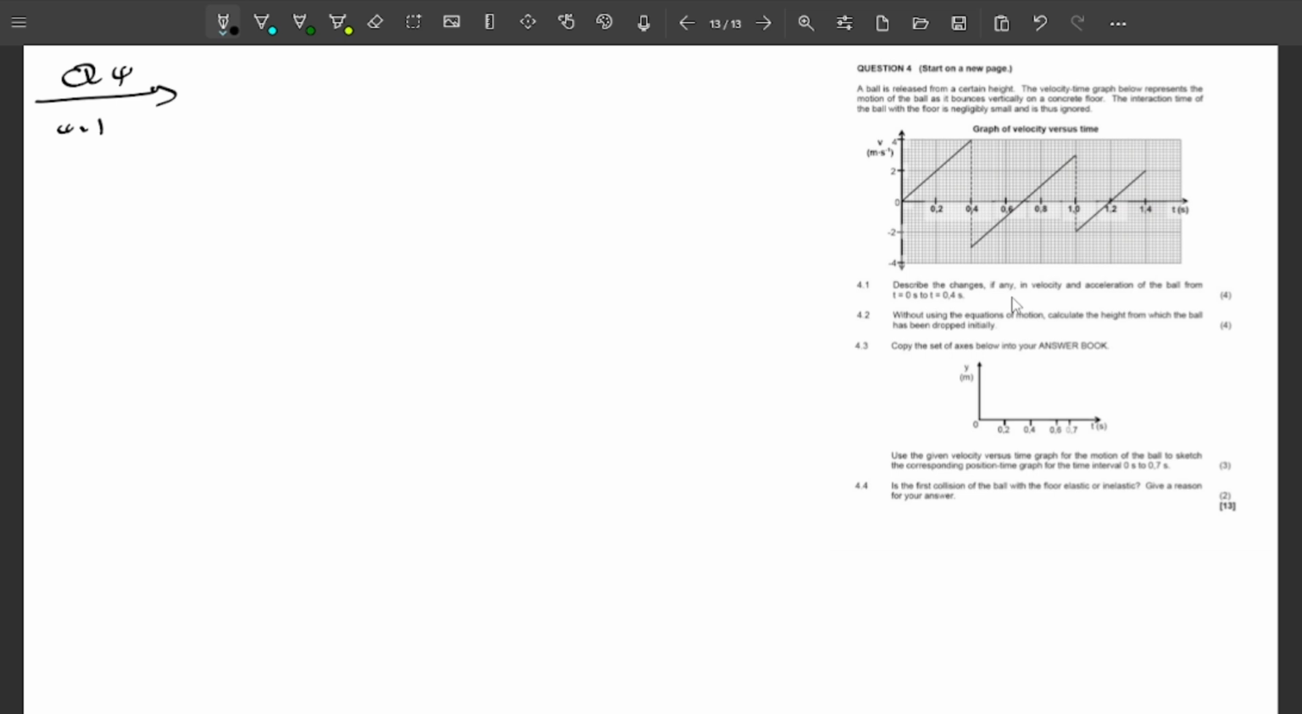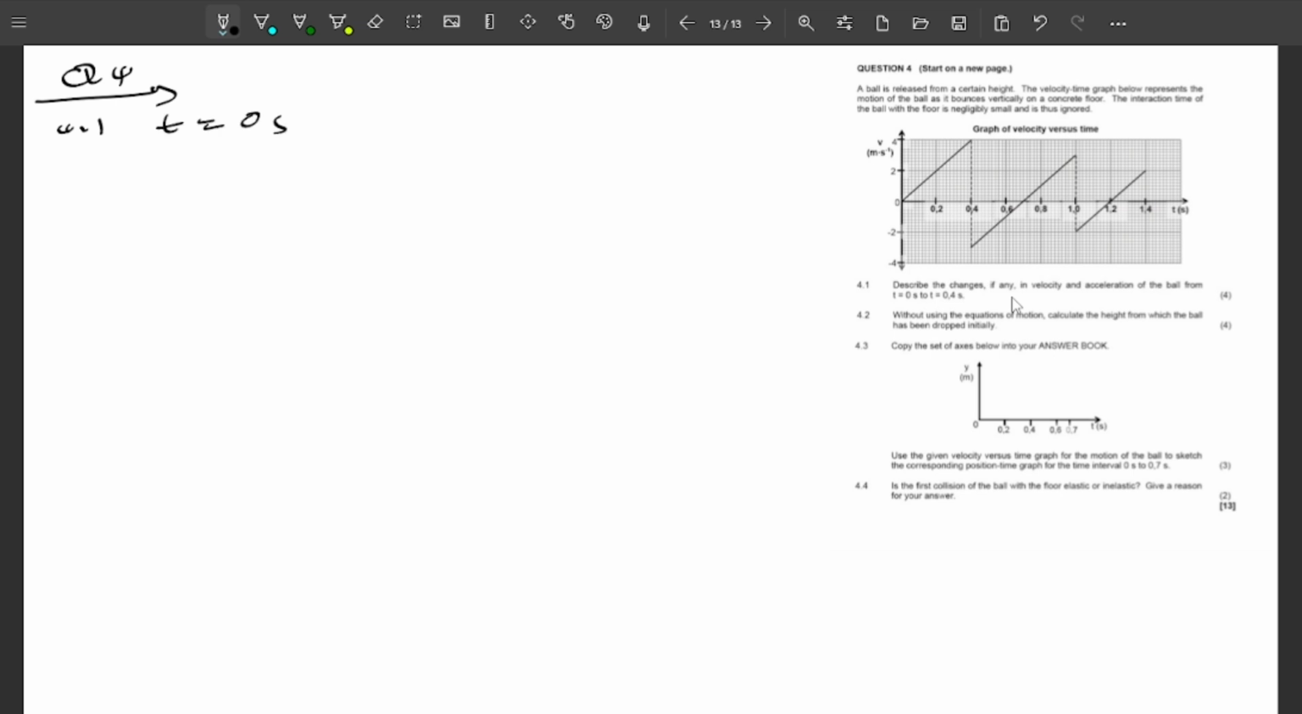So if we are asked to calculate, I'll give you the correct direction. Good. Now let's continue. So it is released from a certain height. Oh, it is released from a certain height. Good. So let's describe the changes in velocity and what.